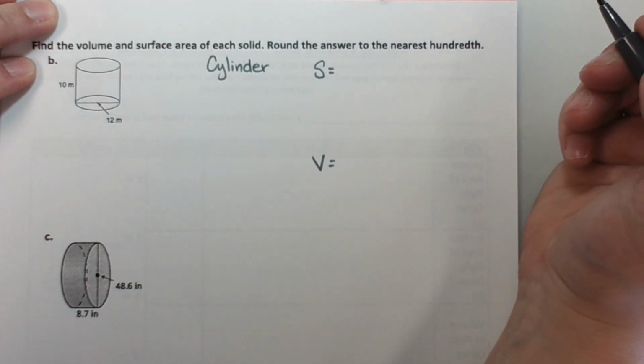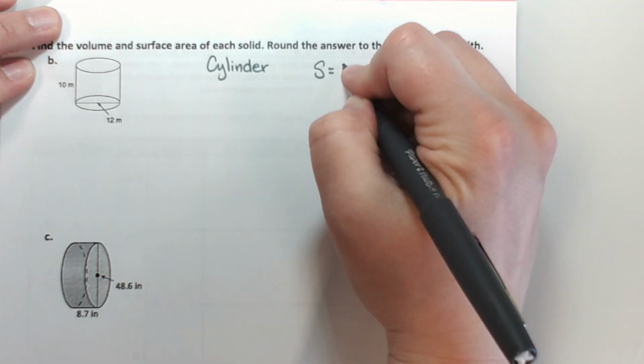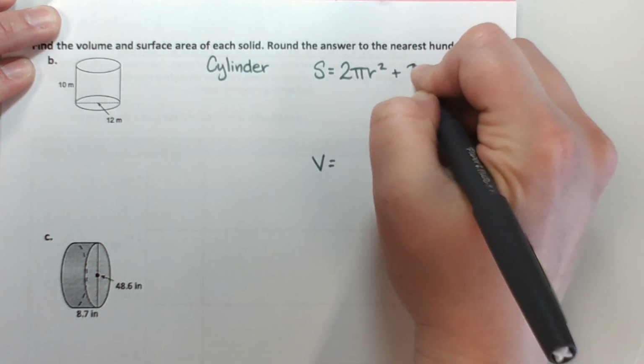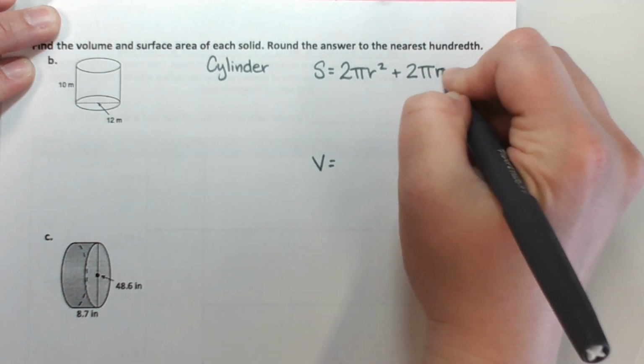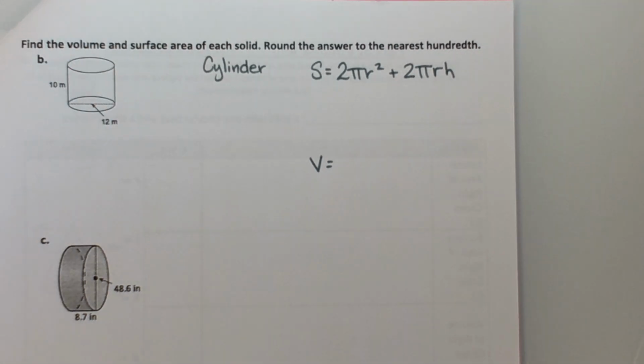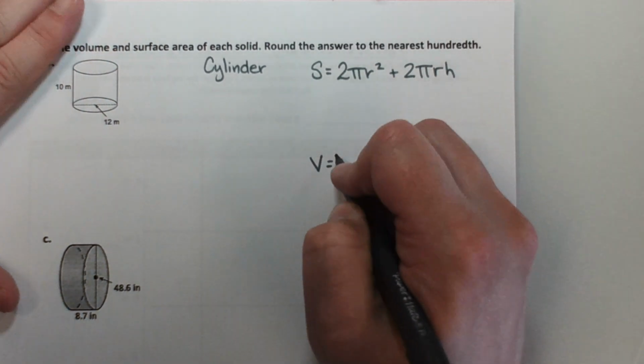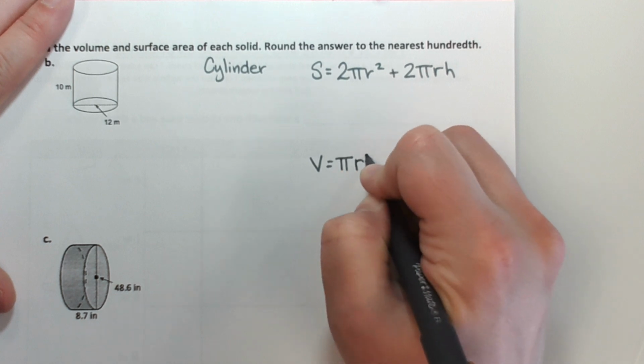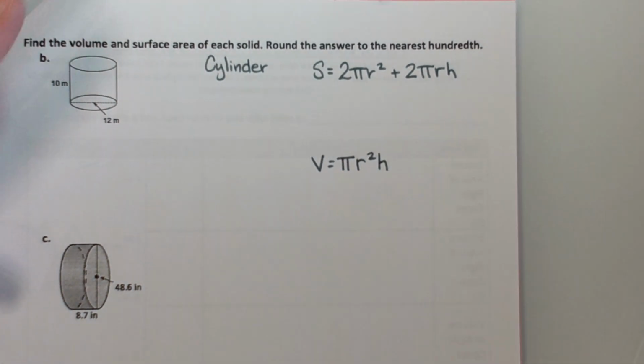What's that surface area formula again? One of the most common mistakes I see with cylinders is people missing the squared on the first part, putting the squared on the second part. Keep an eye on where your squared goes. And volume, pi r squared h.